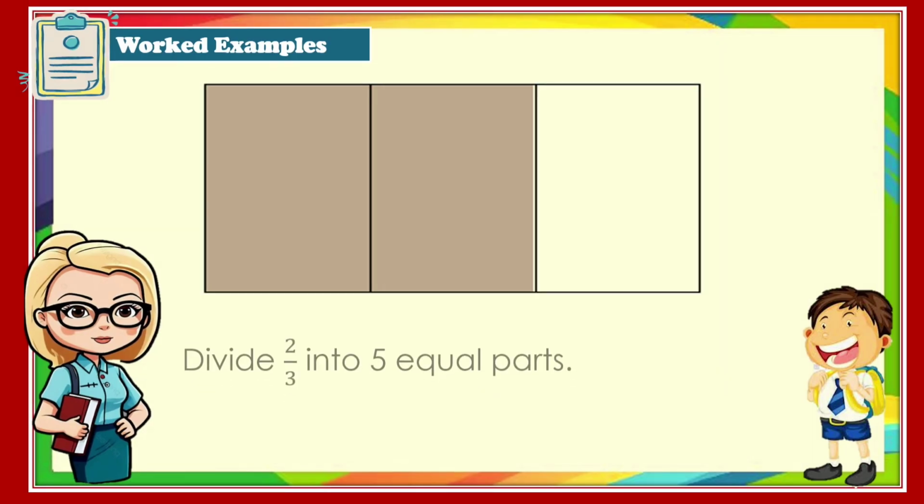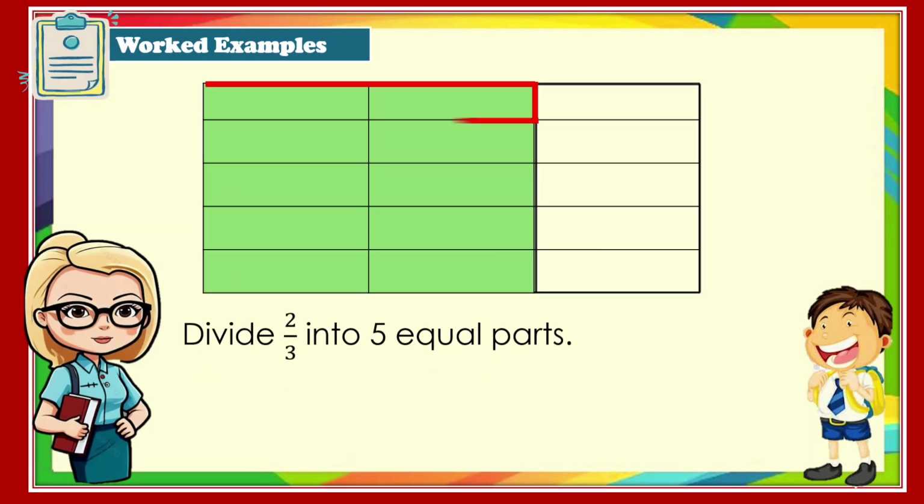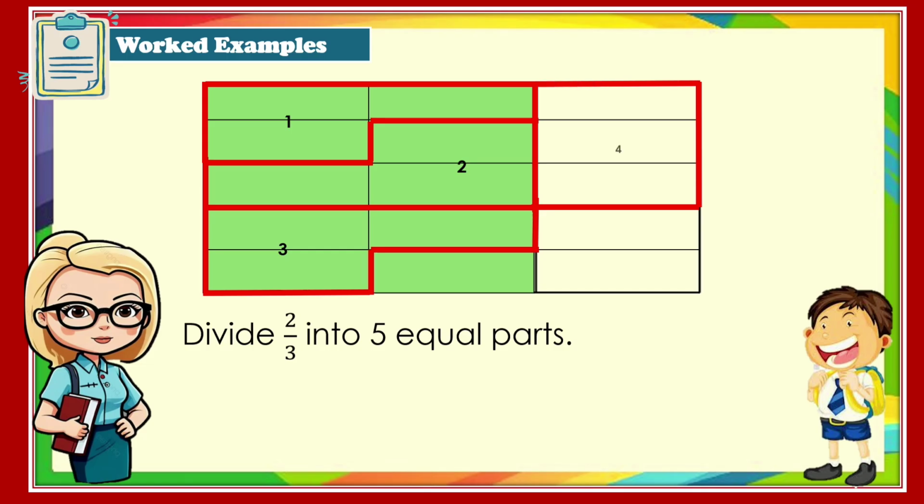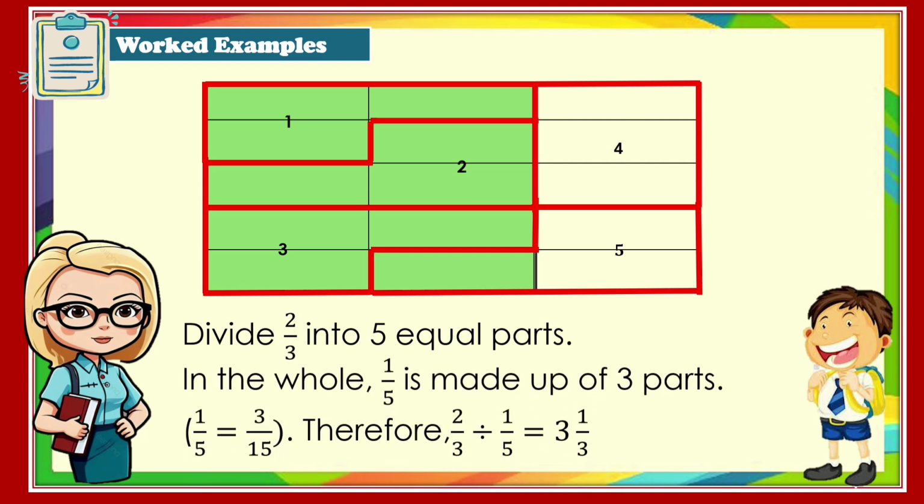So from that illustration, we divide 2/3 into 5 equal parts. 1, 2, 3, 4, 5. So in the whole, 1/5 is made up of 3 parts. So 1/5 is equal to 3/15. Therefore, 2/3 divided by 1/5 equals 3 and 1/3.